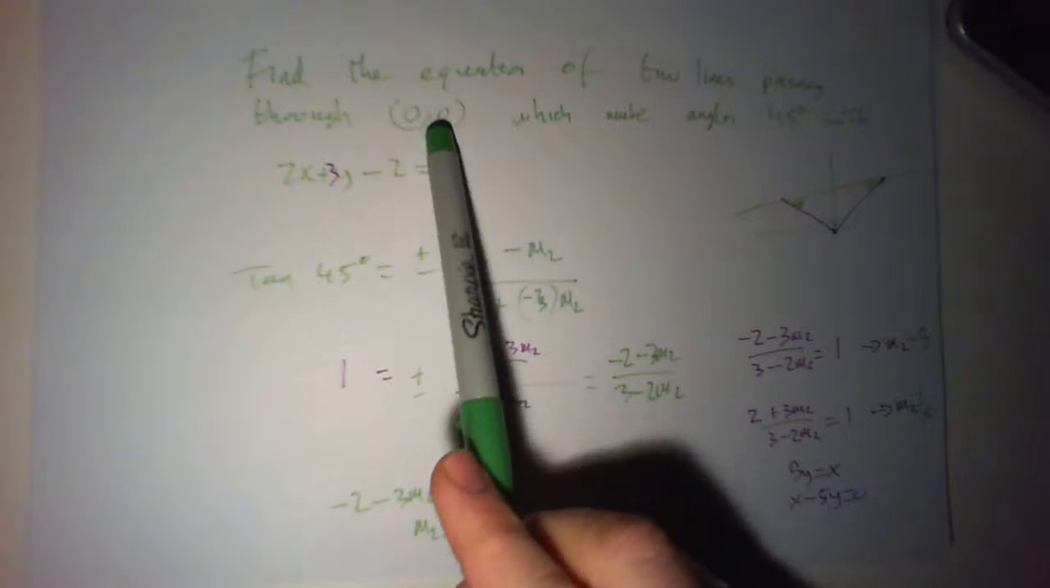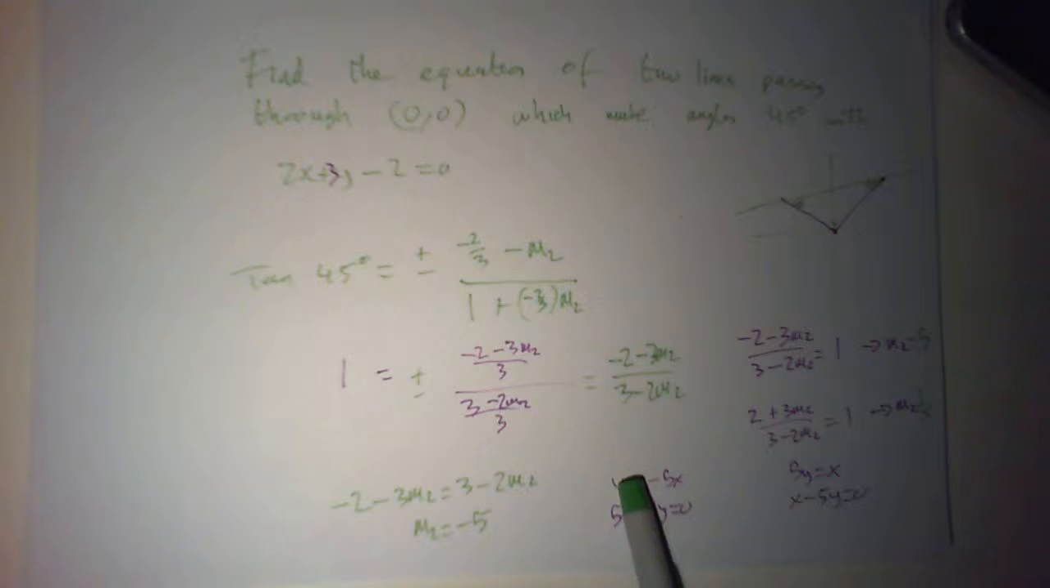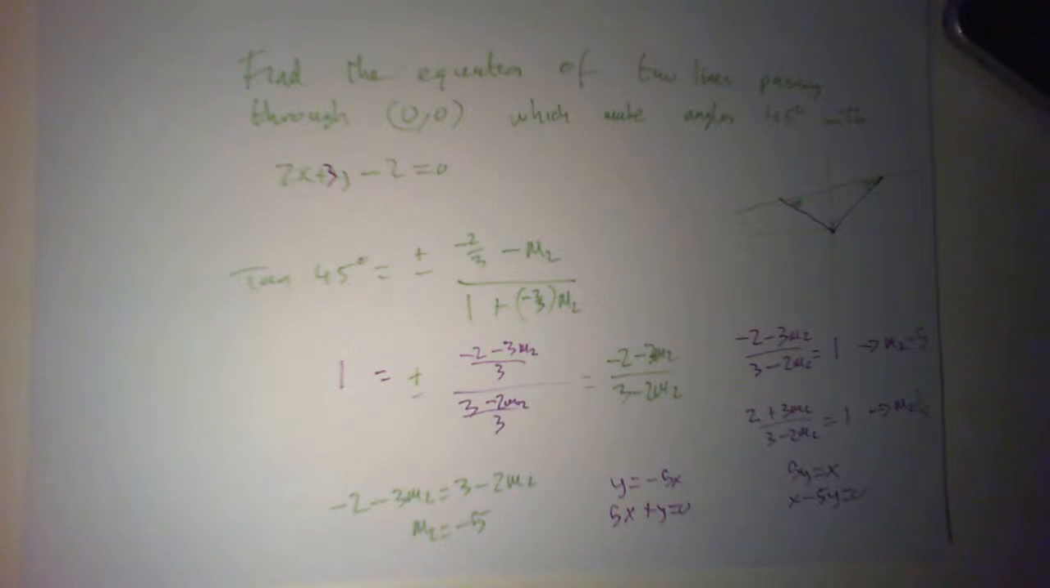It's nice when they give it to you as 0, 0, because doing your y minus y1 is equal to m times x minus x1 becomes a lot quicker to do. In fairness, it really does. If not, you're just going to do it old school.